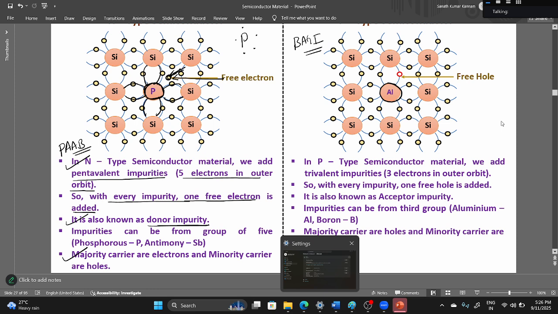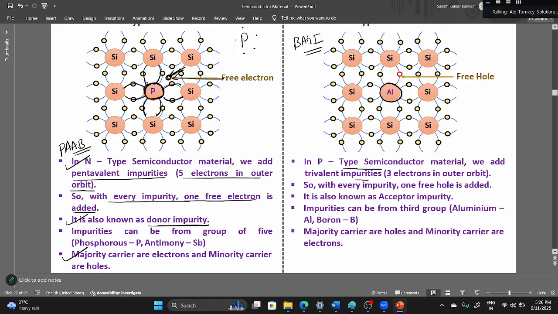What are the impurities added in p-type semiconductor material? We add trivalent impurities. What are the trivalent impurities? Those having 3 electrons in the outermost orbit. With every impurity, one hole will be added.